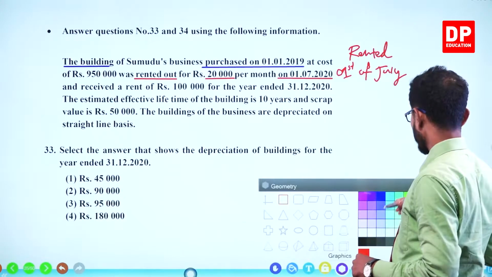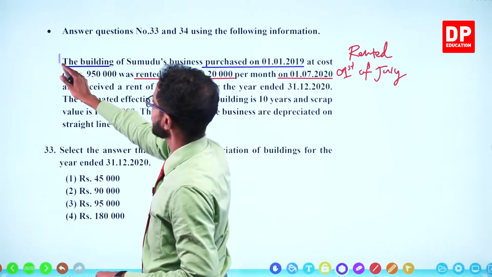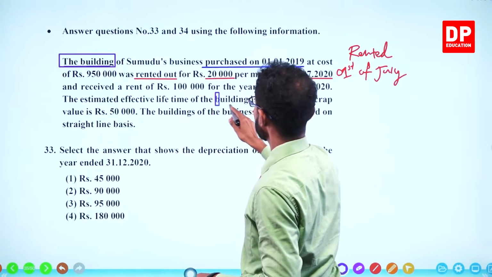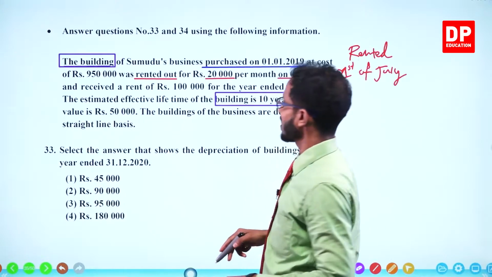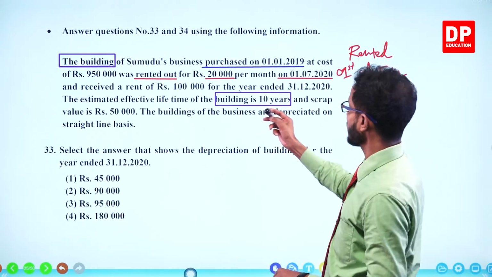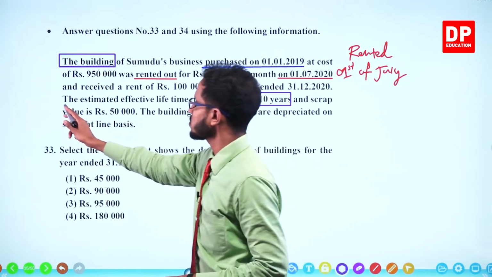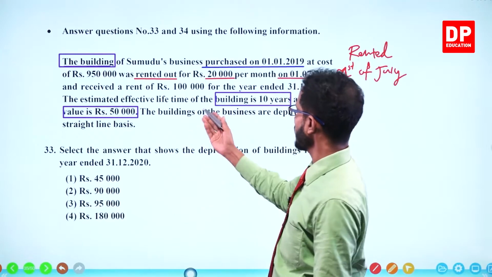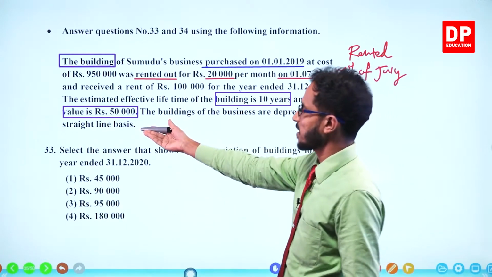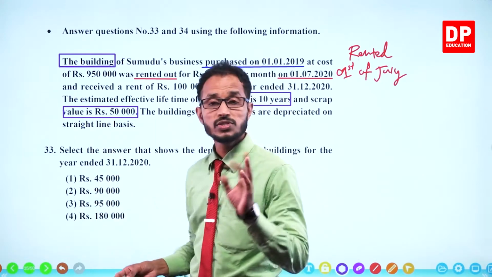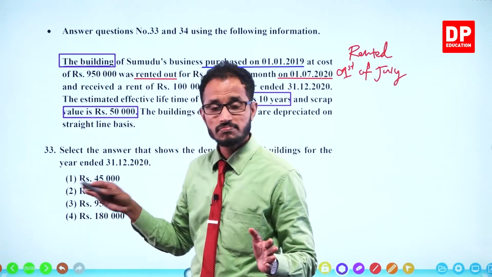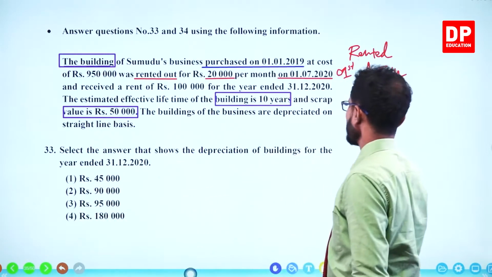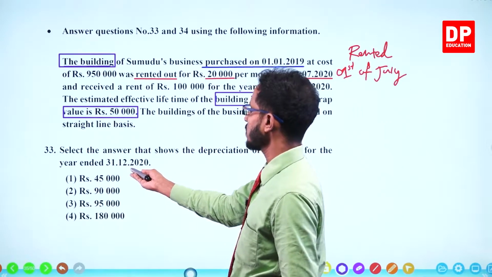Let's mark the important stuff. This is the building, effective lifetime 10 years, and scrap value is 50. Okay, and the building is depreciated on straight line basis. Now this question is related to depreciation and accrued expenses and those things. Select the answer that shows the depreciation of building for the year ended 31st December 2020.